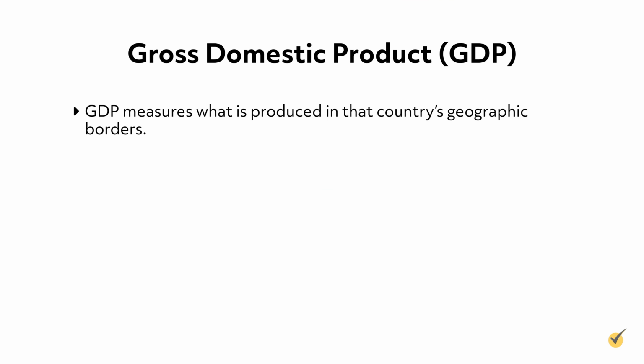Third, GDP measures what is produced within that country's geographic borders. If you buy ramen made at a restaurant in New York City by a Japanese chef, that purchase counts towards GDP. On the other hand, if you go to the store and buy a nice French brie, that won't count towards US GDP. It counts towards France's GDP since it was made in France.